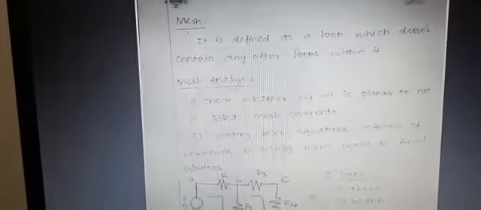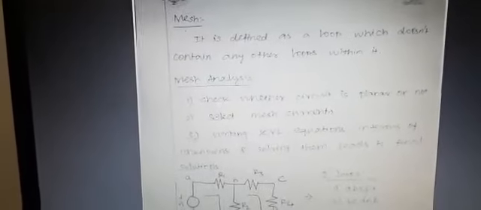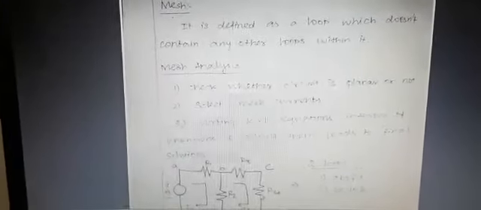First point, check whether the circuit is planar or not. Planar means the circuit does not have any crossover. Second point, select the mesh currents. And third point, write the KVL equations in terms of the unknowns and solve them to get the final solutions.